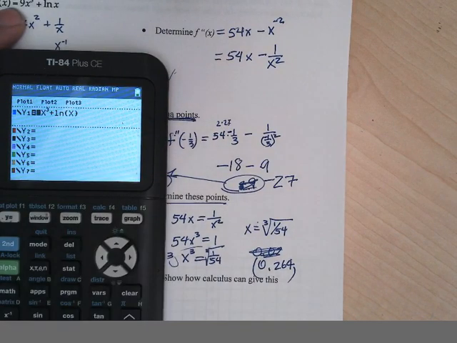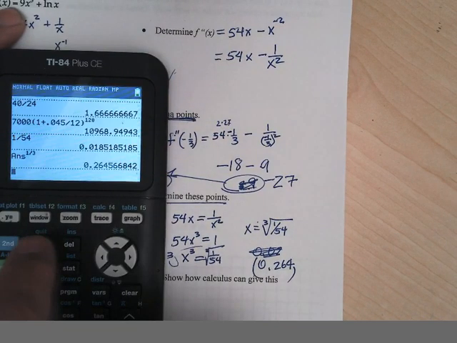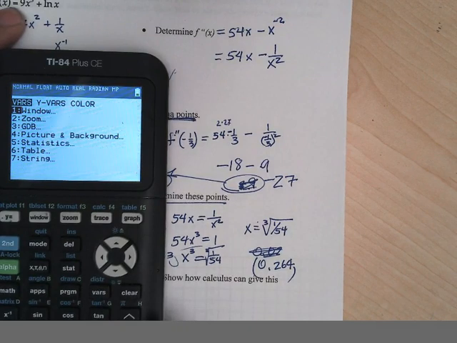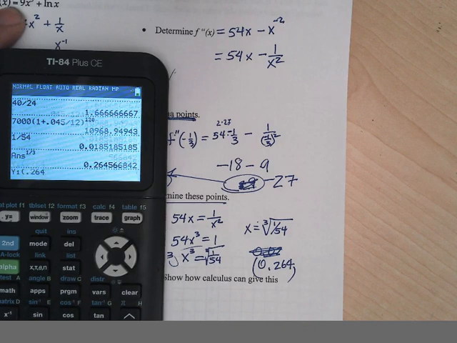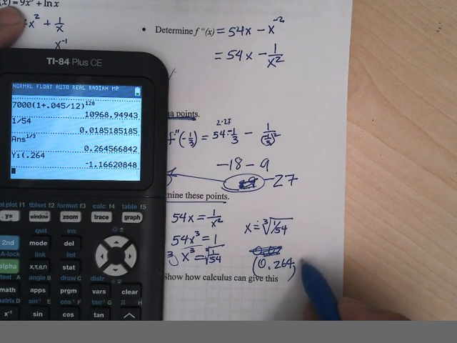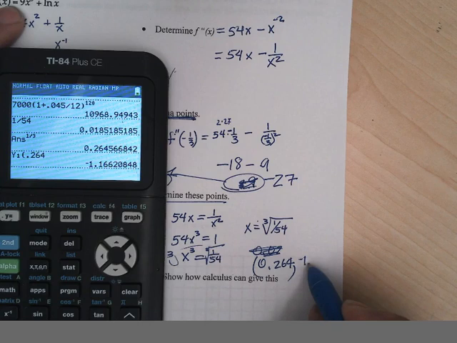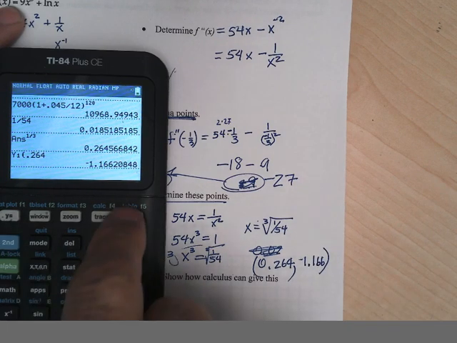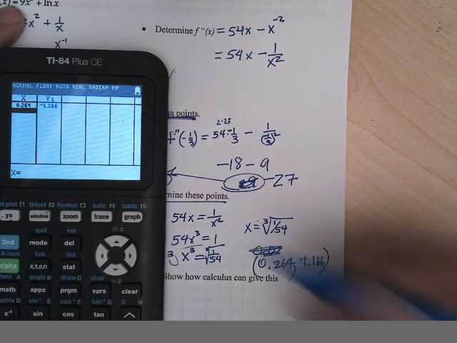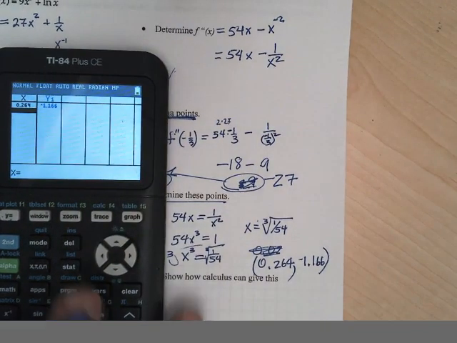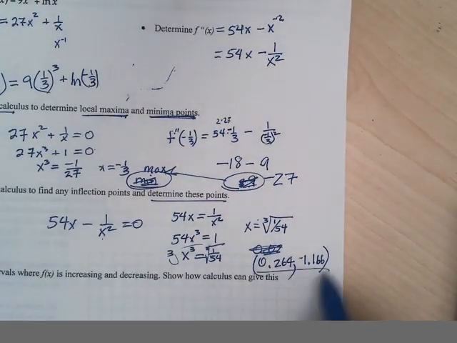And I have that here, so I can just go second, quit, vars, y variables, y1 with 0.264 in it, and I get the y coordinate is -1.166. Or I could have gone to the table and put in 0.264, and I would have got -1.166. And this would be an inflection point.